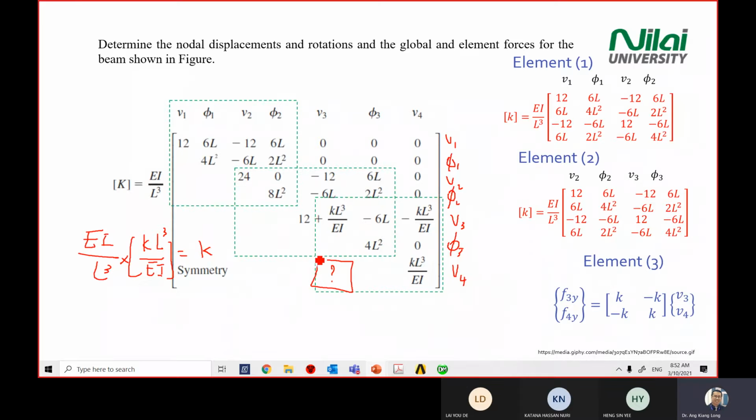Yeah, even is symmetry, but do you know how to write this number? Why is this number negative KL cube over EI? You understand? You know how to extract the information. Yes, you extract from this one. Okay, then you convert. When you put it inside global, be careful on the constant value there. All right, good, excellent.